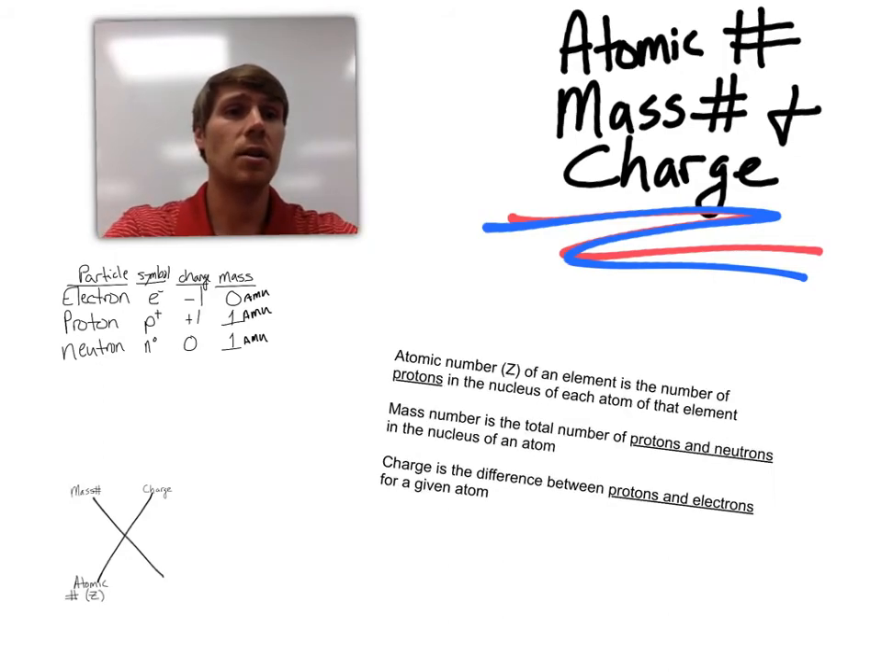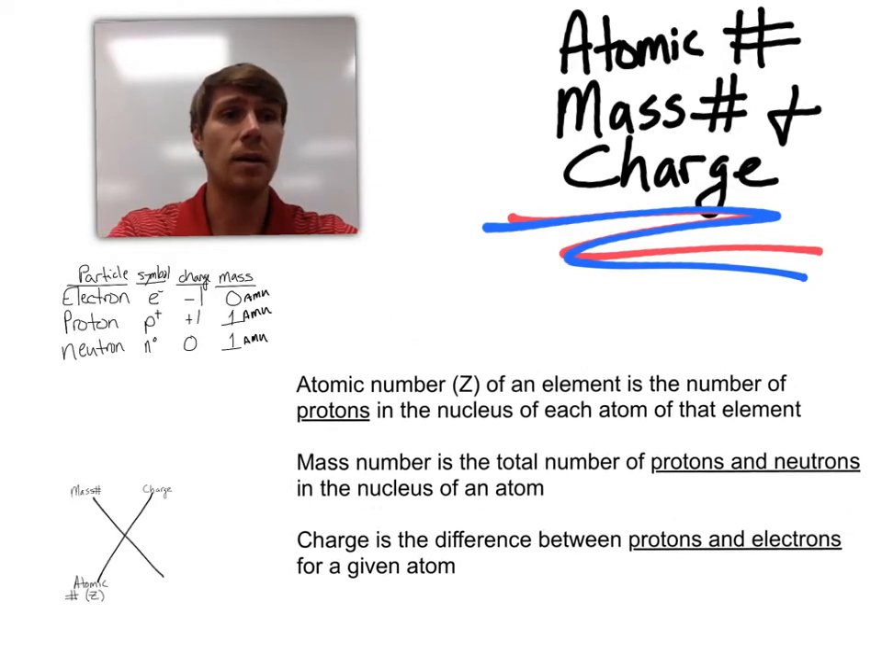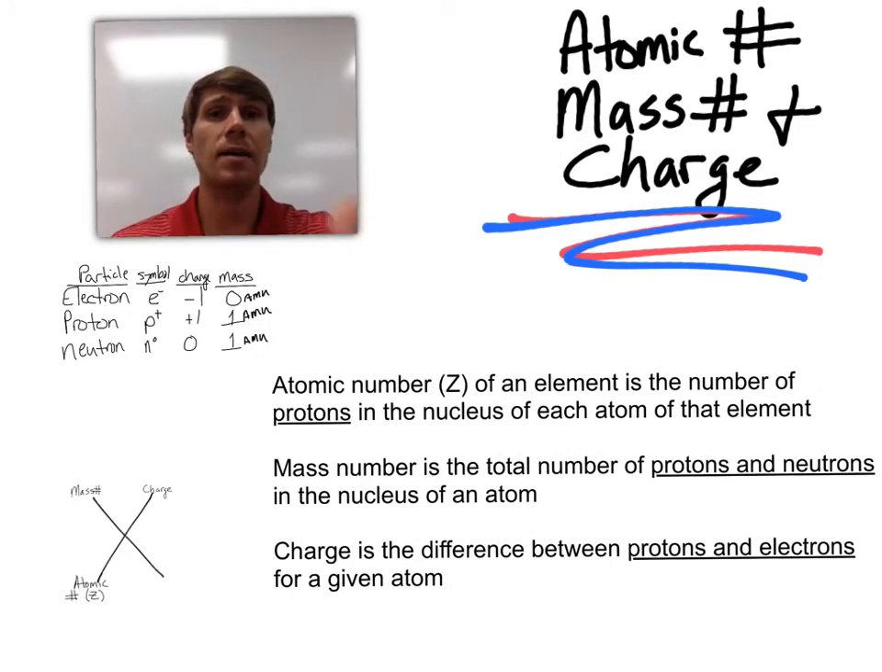So let's talk about the 3 things. The first is the atomic number. The atomic number has the symbol Z sometimes, and it is the number of protons in the nucleus of each atom of a given element. On the periodic table, the atomic number is the number of a particular element. So hydrogen is atomic number 1. That means that it has 1 proton. Every single atom of hydrogen in the world will have exactly 1 proton. That's what that means.